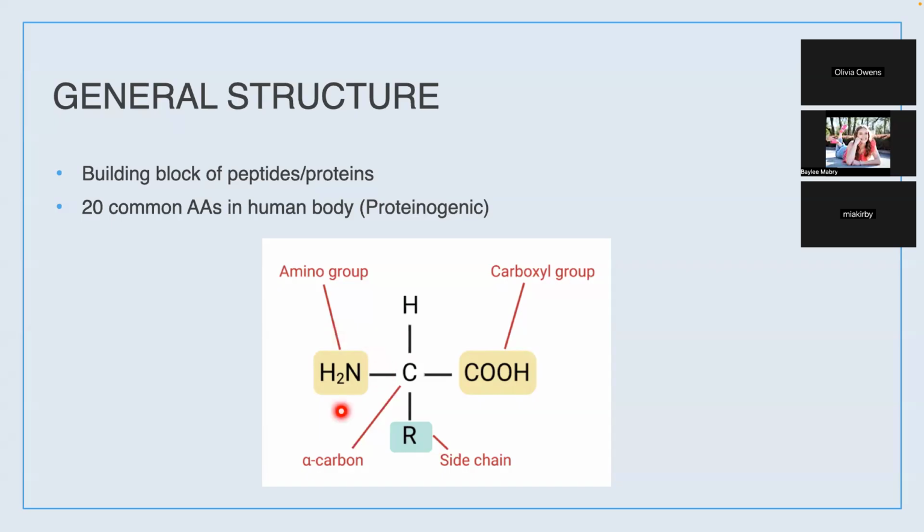They all have an amino group, this NH2. They all have a carboxyl group, the COOH. For the most part, they're going to have a little hydrogen up here, and then they have the side chain R, and that R group down there is what's going to be different for each of the amino acids. There are 20 common ones in the human body. This is proteinogenic. If you see that word, that's what it means. It's referring to the 20 common amino acids.